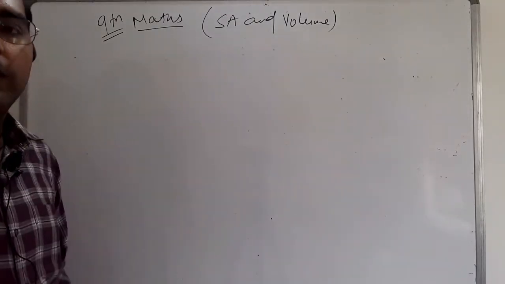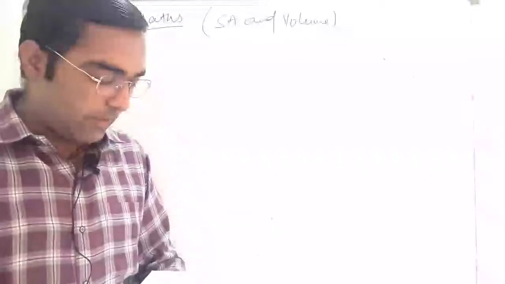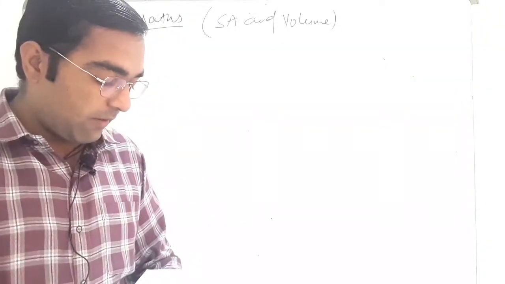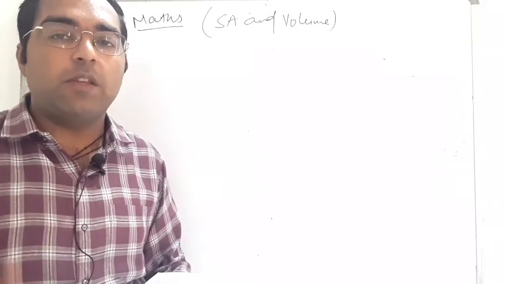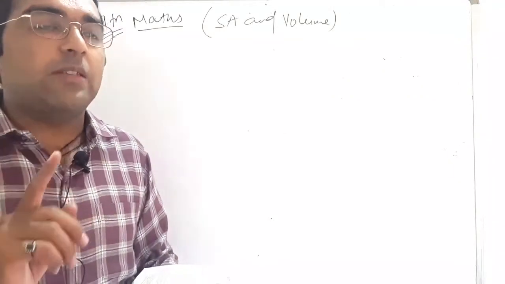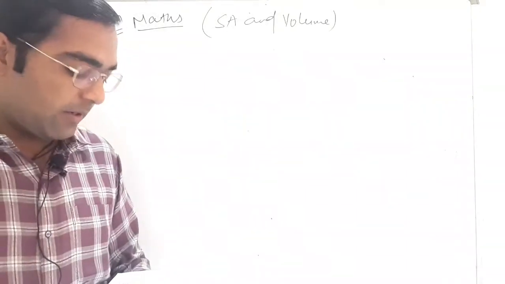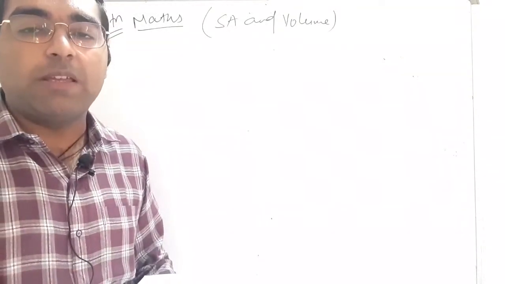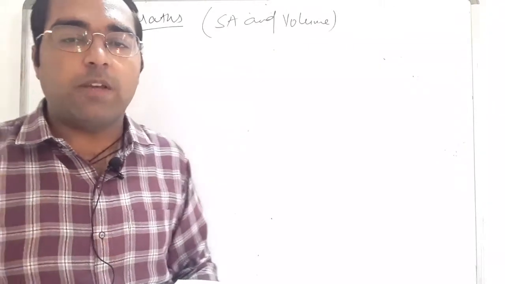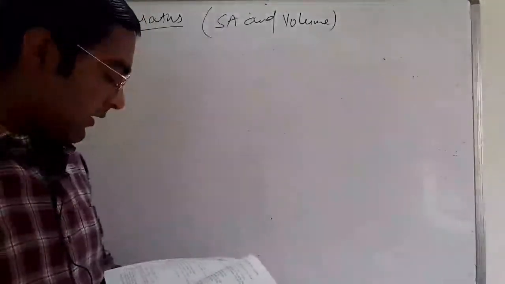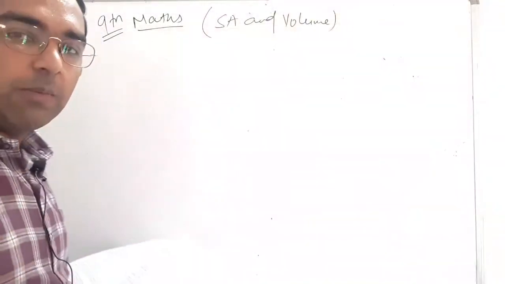Now we are moving to the next question. The circumference of the base of the cylinder is 132. The base of the cylinder means the circular portion. Whenever we talk about the base of the cylinder, we have to talk about the circle. The circumference of the circle is given, that is 132 centimeter.